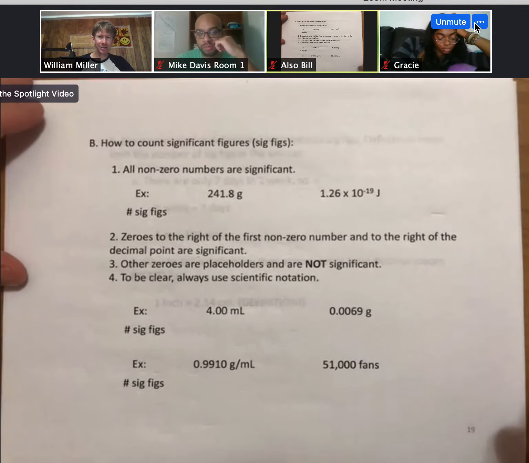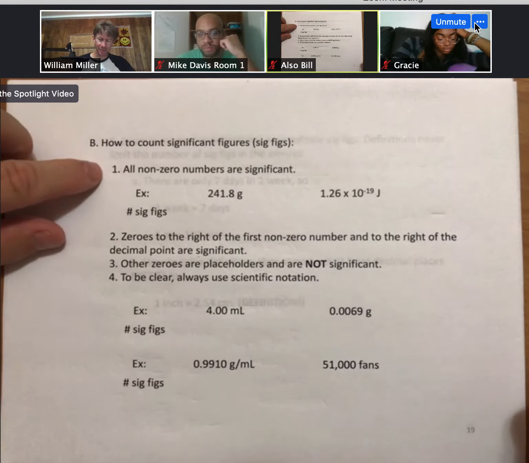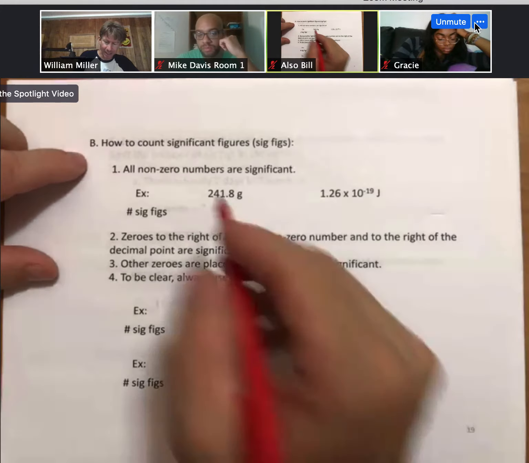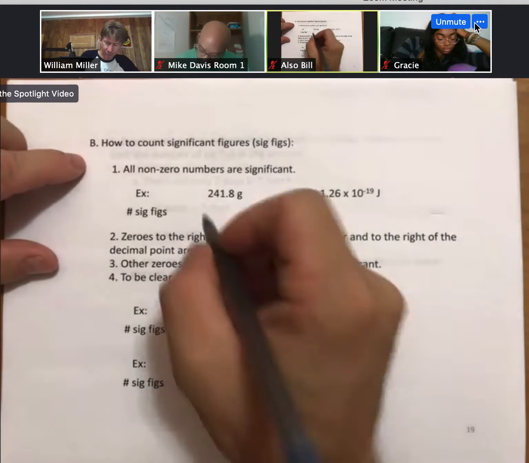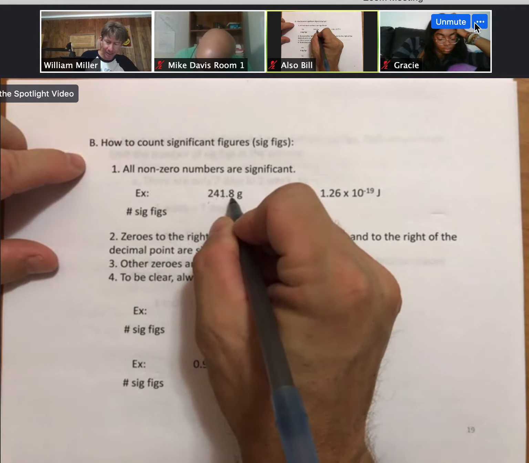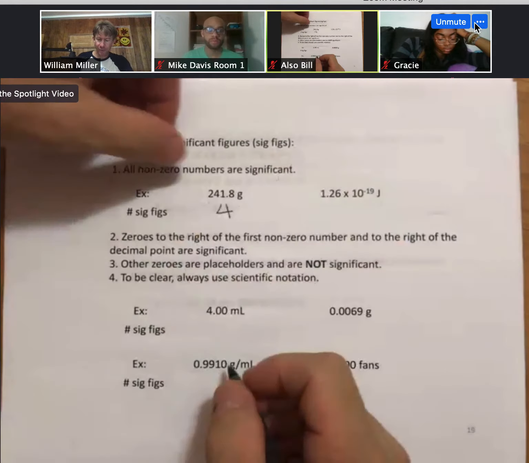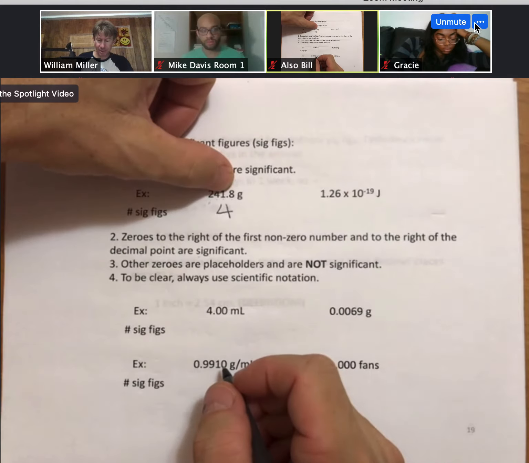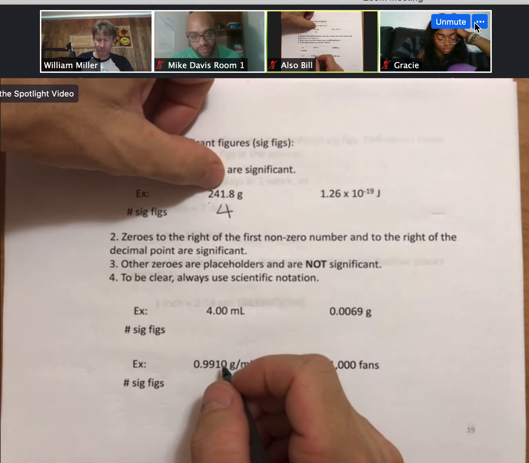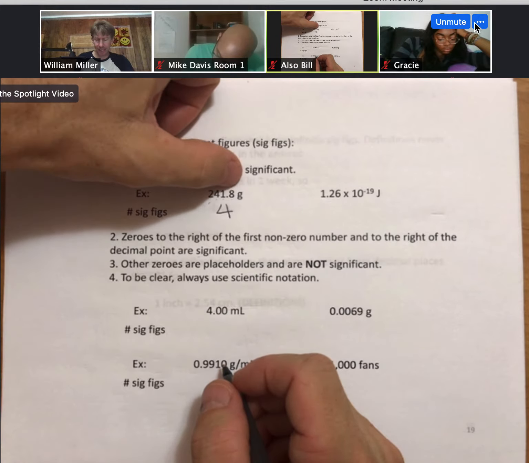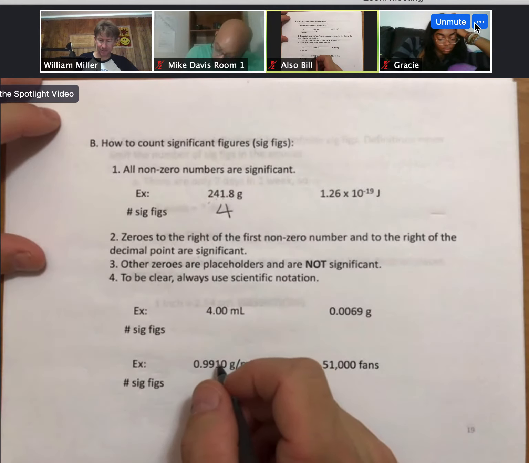Now, how to count significant figures, which I call sig figs. All non-zero numbers are significant. So when I see a 2, 4, 1, 8, there are 4 numbers, and those are what I'm calling 4 sig figs. The 2, the 4, the 1, and the 8 are significant figures.